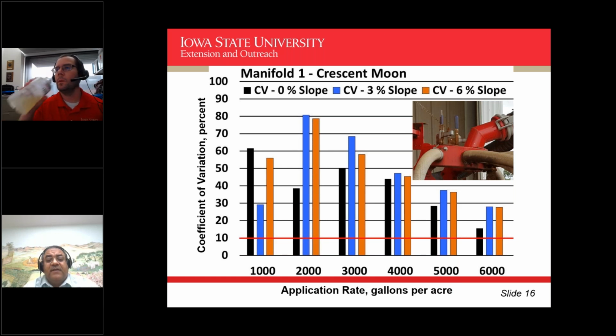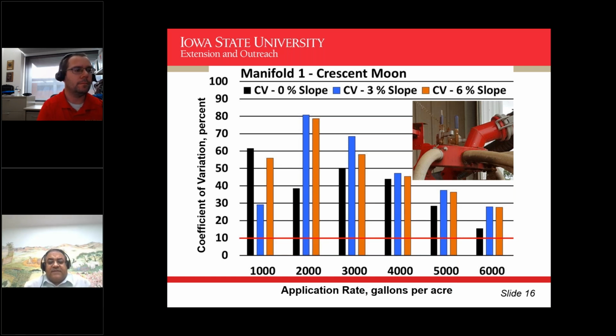The 3 different bars that you are seeing on this graph, the black line is 0% slope, the blue line is the toolbar and the manifold are tilted at a 3% slope, and then the orange line that you are seeing there, or the orange bar that you are seeing, the toolbar and the manifold are tilted at a 6% slope.